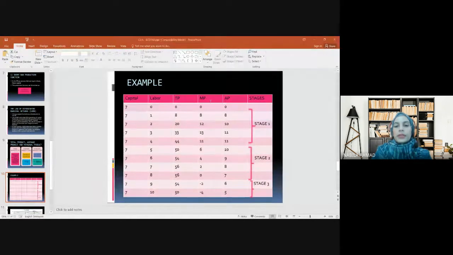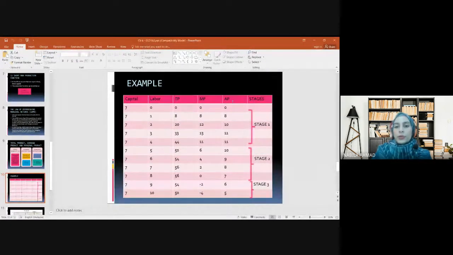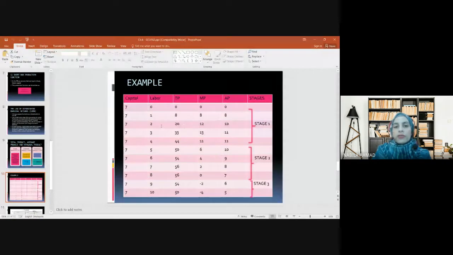Okay, alright, and then kita lihat dulu average product. Average product adalah total product bahagi labor. So 8 divided by 1, 8. 20 divided by 2, 10. 33 divided by 3, 11. 44 divided by 4, 11 and so on. Now we look at marginal product. So marginal product adalah change in total product bahagi dengan change in labor.